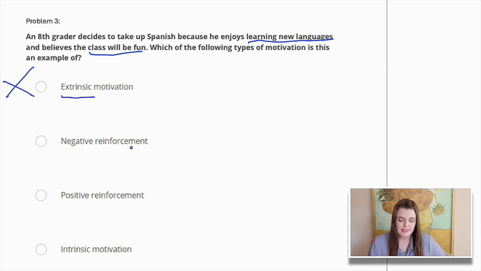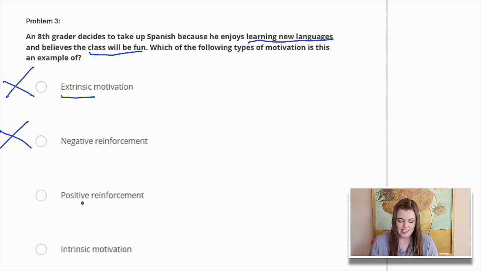Negative reinforcement. Negative reinforcement means that the person is losing something. For instance, maybe they're getting their cell phone taken away, or maybe they're getting put in timeout. Something is getting taken from them. For this problem, the 8th grader doesn't seem to be losing anything, so this definitely isn't our answer choice either.